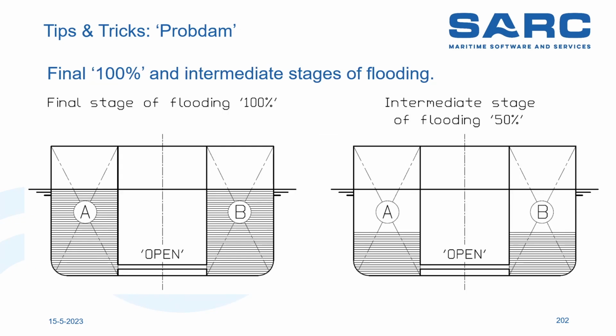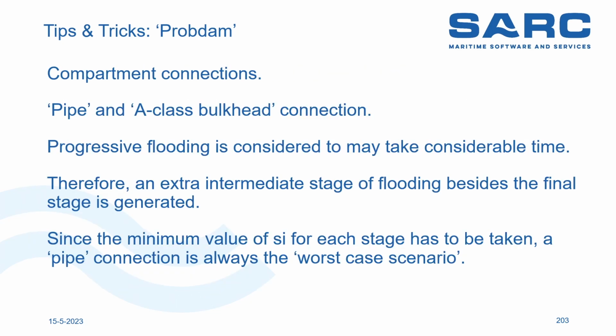I got questions last year during the opening of our office, that people were a bit questionable about what we mean with the intermediate stages of flooding, 75, 50, and 25%. Some people thought that the compartment then actually would be filled 75%, but that will be 50 or 75% of the situation of final flooding. So in this example, this is 100% and that is 50%.